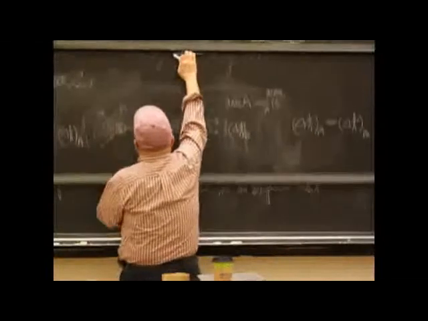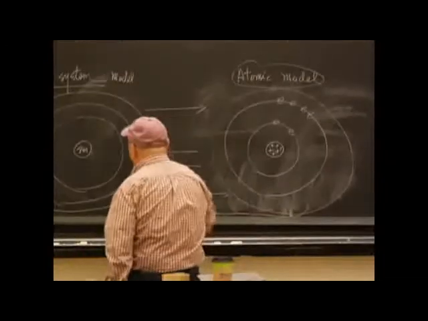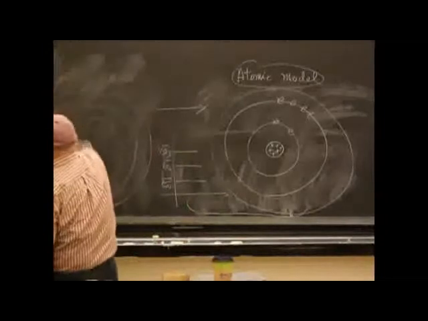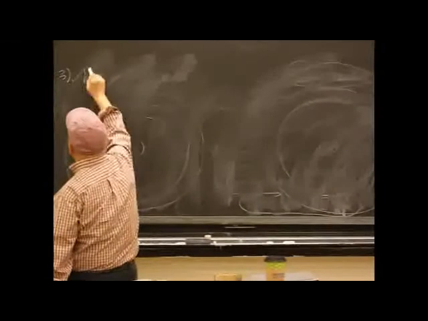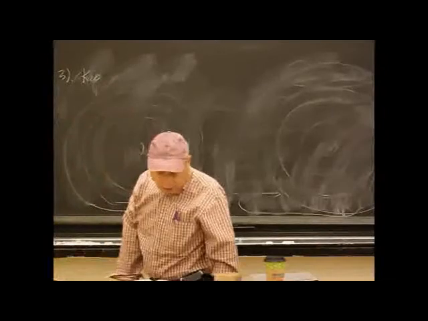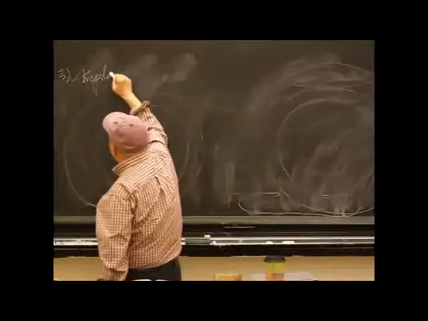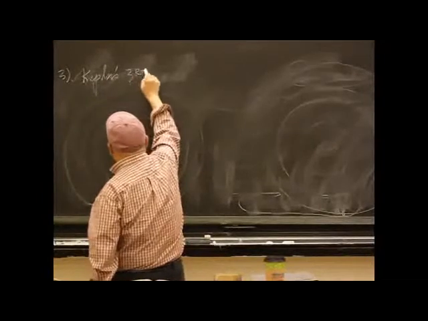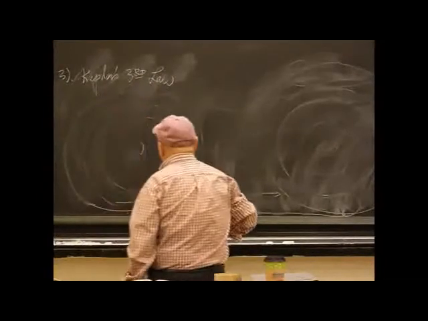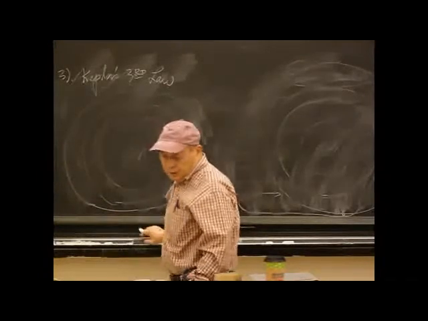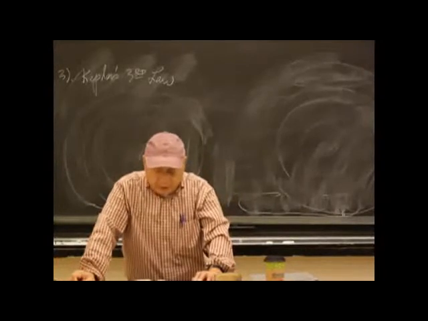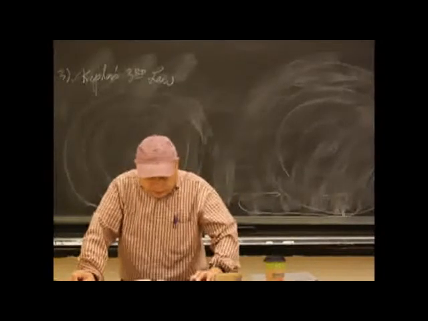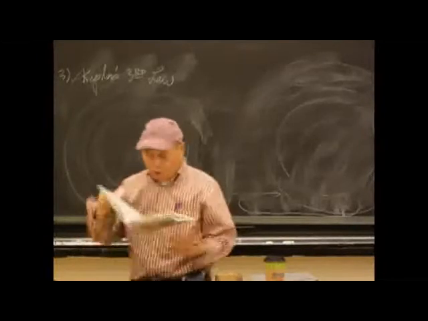Number 3 turned out to be more useful. Number 3 is called Kepler's third law. Kepler's third law says that the square of the orbital period of any planet is proportional to the cube of the semi-major axis of the elliptical orbit.